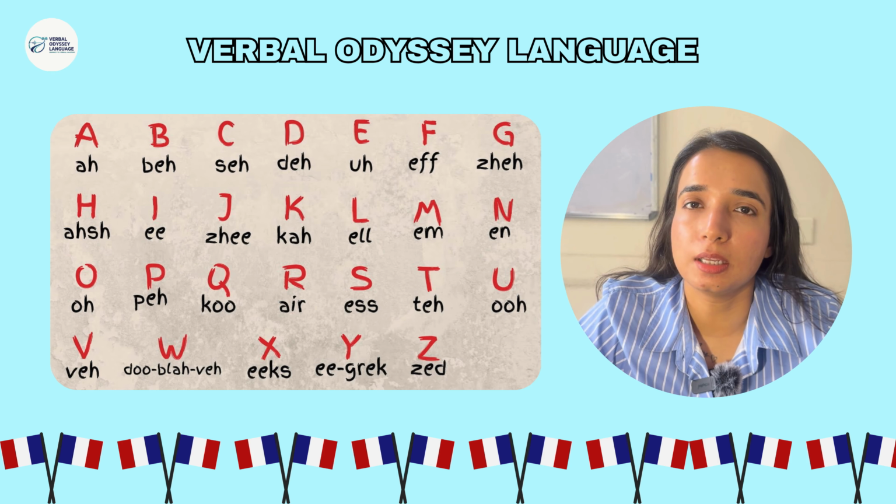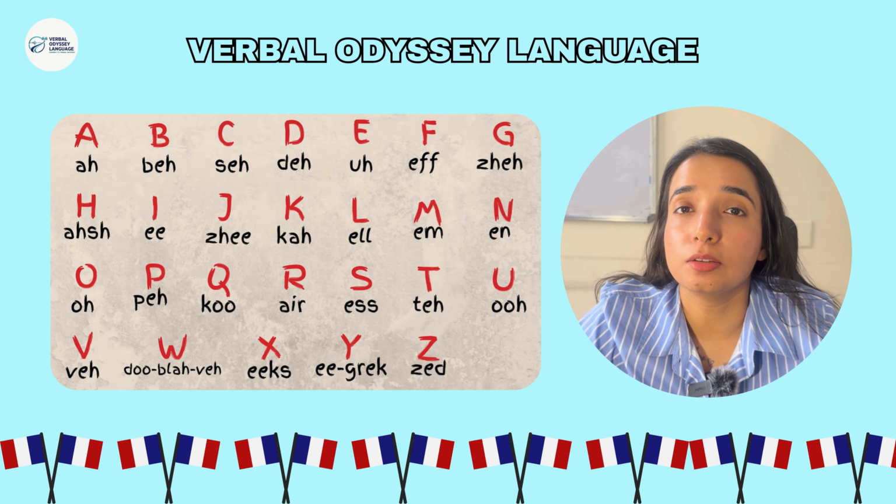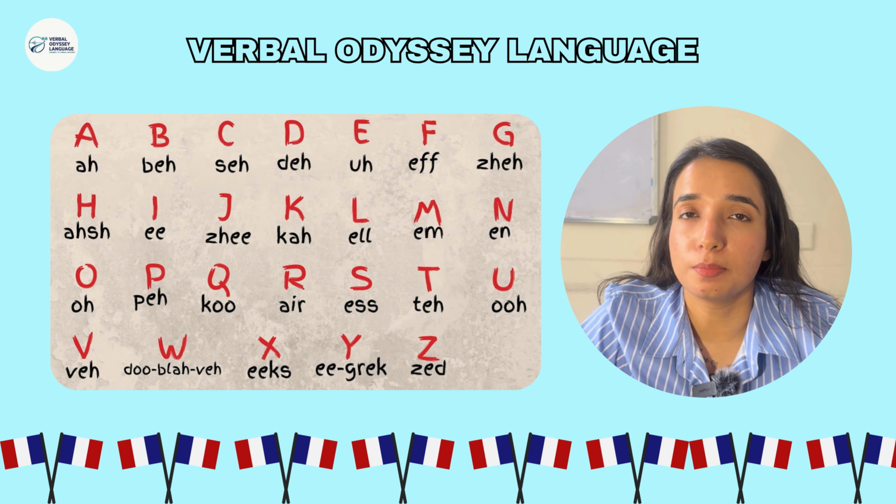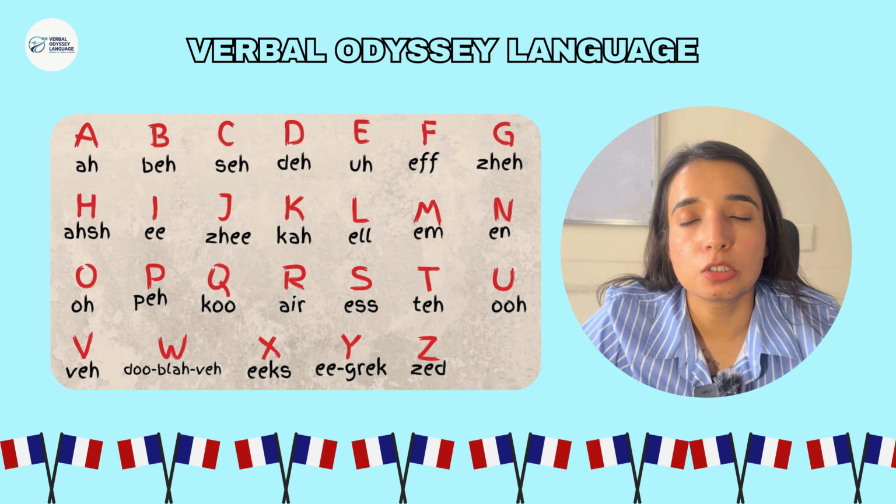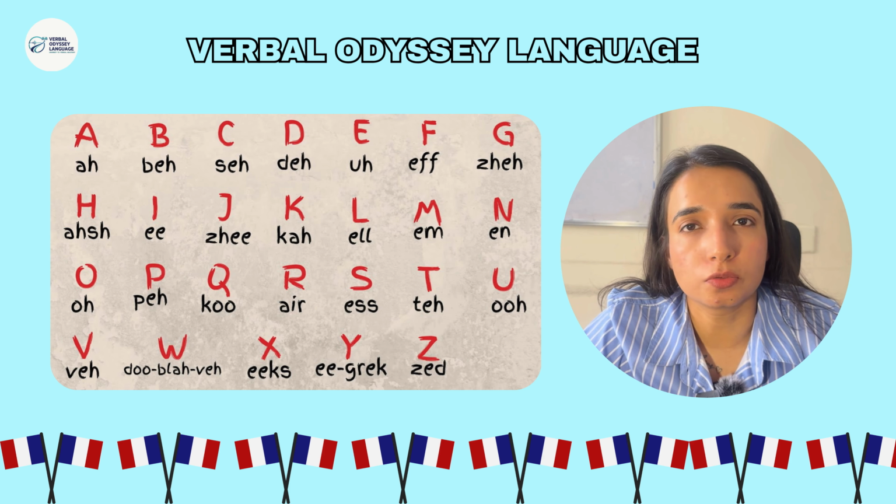Next we have B. In the alphabet it sounds like B, and in the word it sounds like B. For example, bon and bien. So in French the last consonant and vowel are most of the time silent.